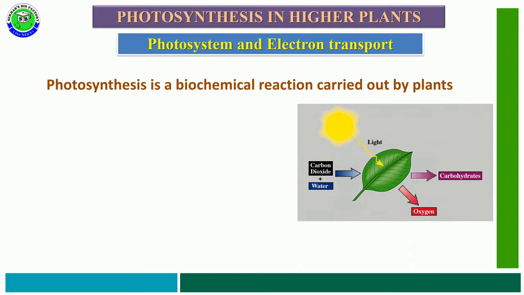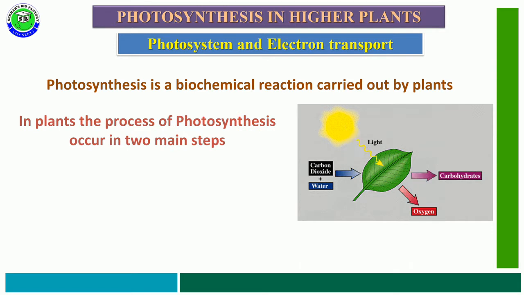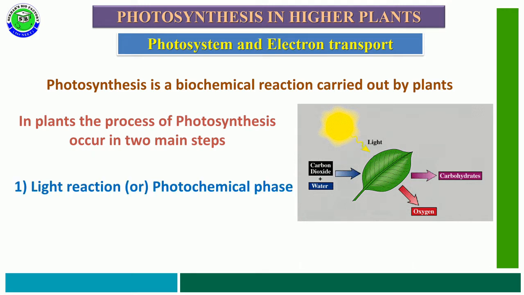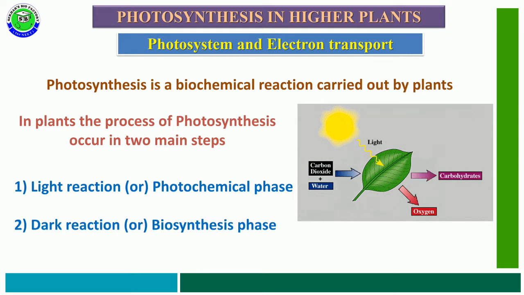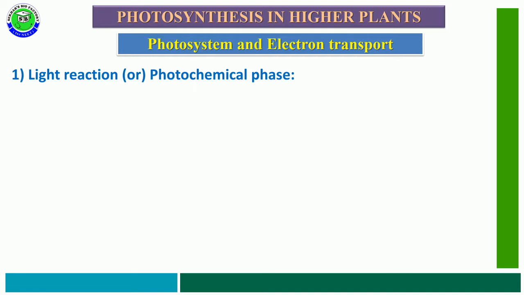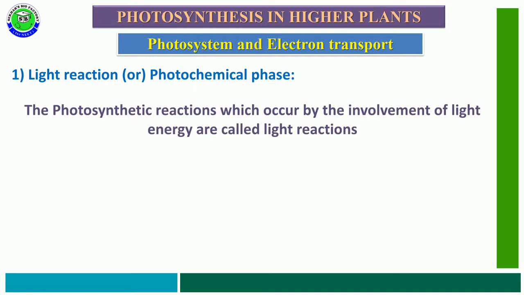But this process of photosynthesis does not occur in a simple way. To understand the mechanism of photosynthesis, the entire process can be classified into two main steps. The first step is called light reaction or photochemical phase, and the second is called dark reaction or biosynthesis phase. The first phase is light reaction or photochemical phase. The photosynthesis reactions which occur with the involvement of light energy are called light reactions.